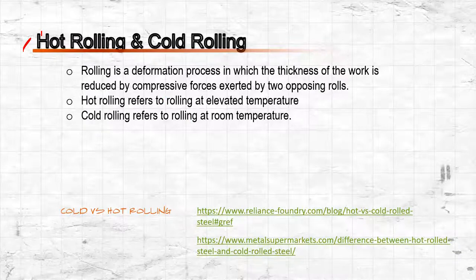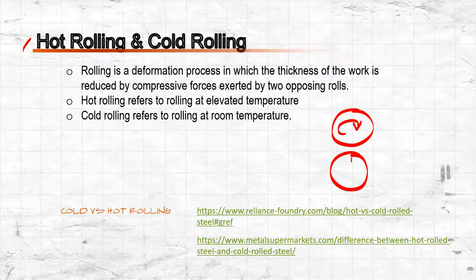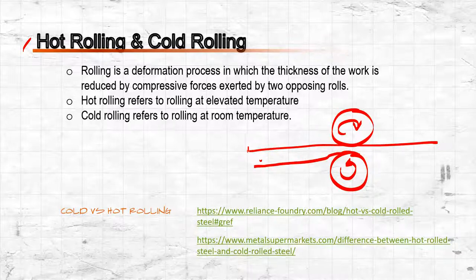Okay, the next one is hot rolling and cold rolling. Rolling is a deformation process in which the thickness of the work is reduced by compressive forces exerted by two opposing rolls. So we have our rolls right here, and they are rotating in opposite directions, and we have our material right here. The material at the input end is of course thicker, but right here, because it's being compressed, it's going to have some change in thickness.